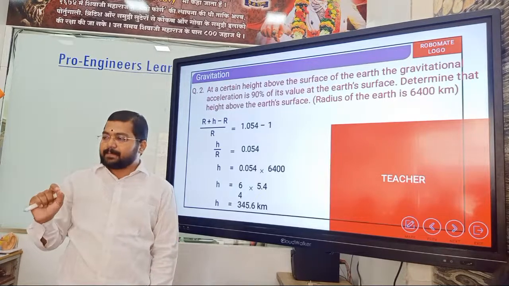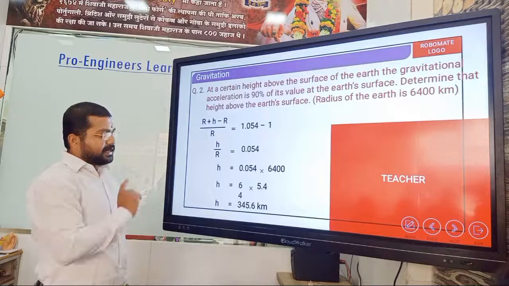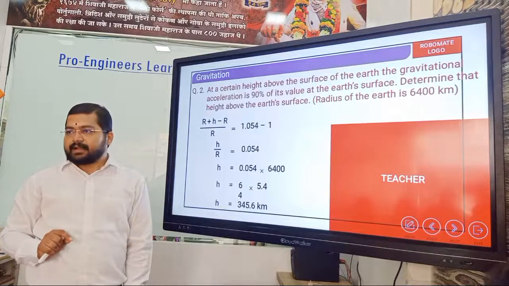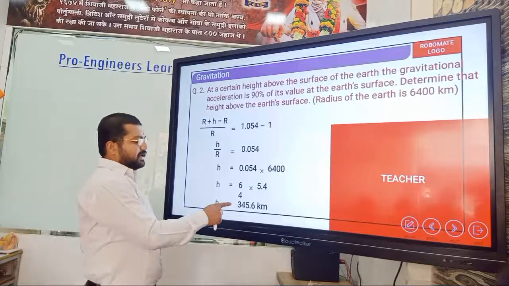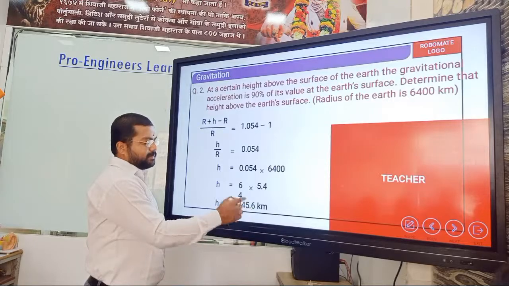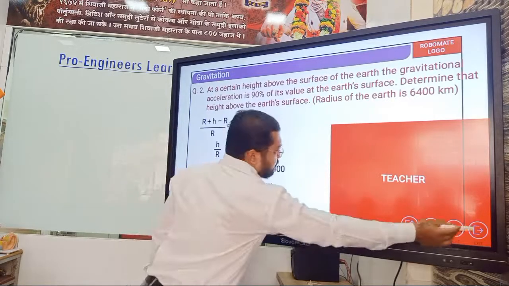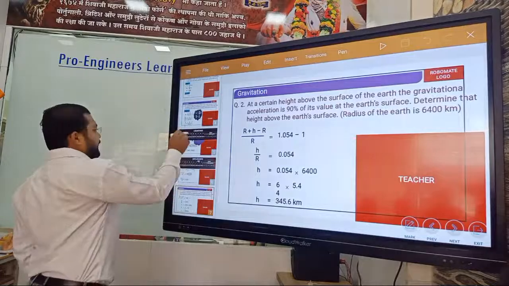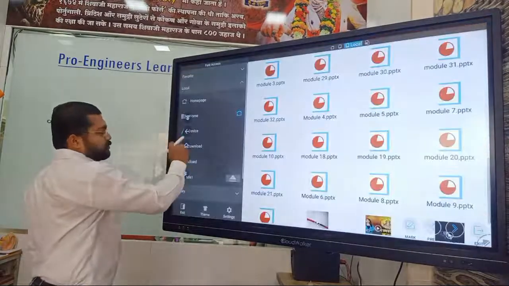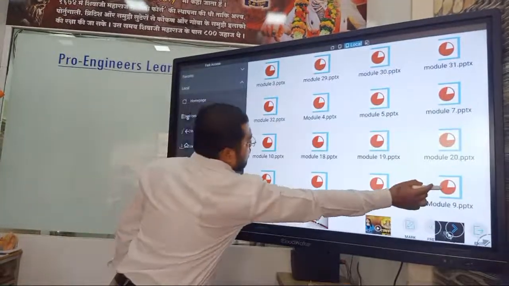In this question, it is very important to know how to note down the values of log, anti-log, and multiplying it with the radius. Right? So finally we got 345.6 kilometer. Fine? Yes, sir. So this was model 8. Now we have to understand the last model of this part, model 9.